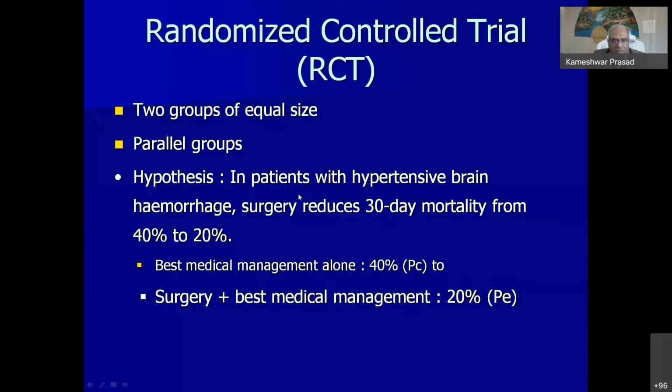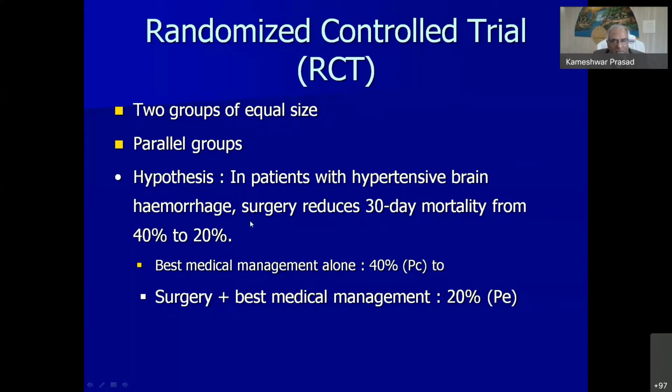Suppose your hypothesis is that in patients with hypertensive brain hemorrhage, surgery reduces 30-day mortality from 40% to 20%. Now you will ask, how did I get 40%? And how did I get 20%? The 40% is known to you because before surgery started, a lot of patients have had this and you have seen them, followed them, and within 30 days, 40% are known to die.